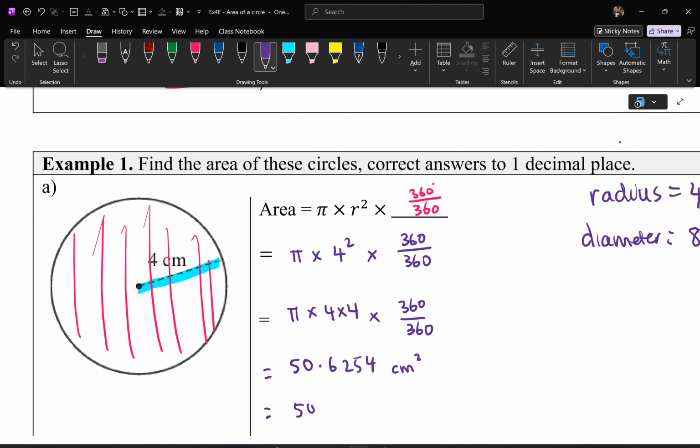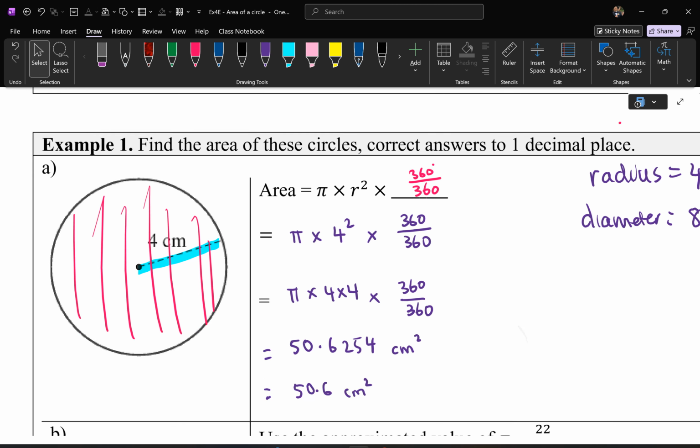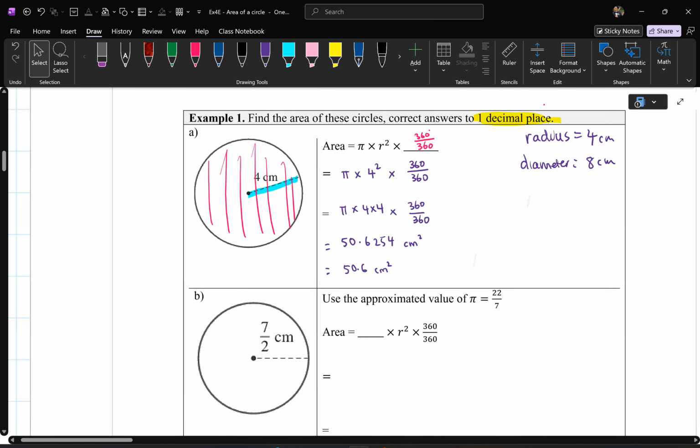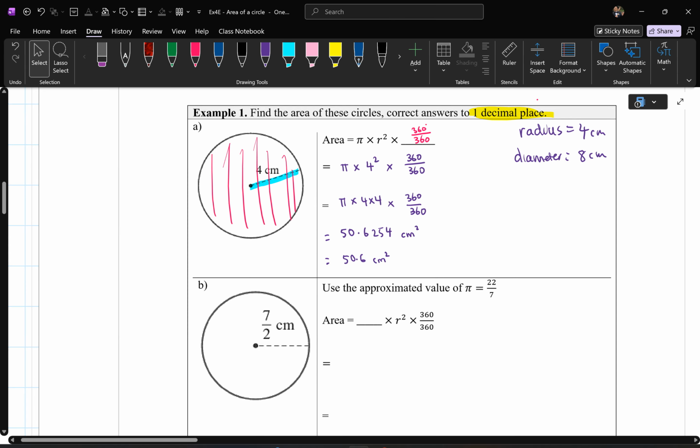Very good. So it should be 50.6 squared centimeters. That's what I want to see. Okay, so it said correct the answer to 1 decimal place. Make sure to read your question. Sometimes they ask for 2. Let's try the next example.